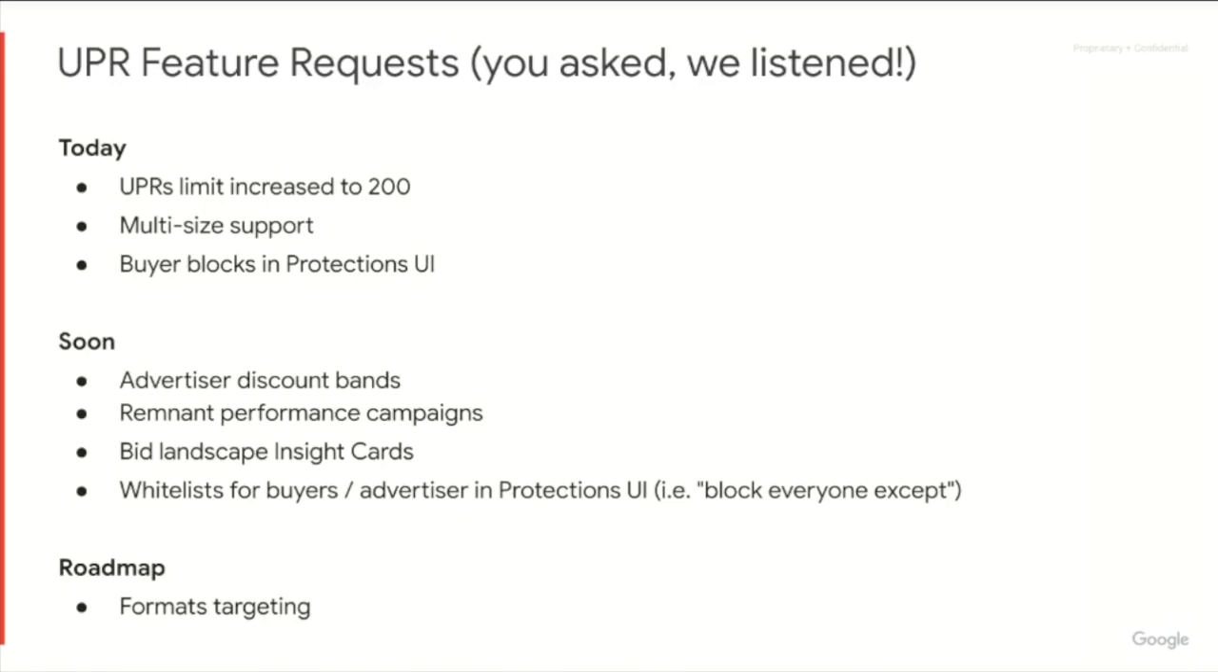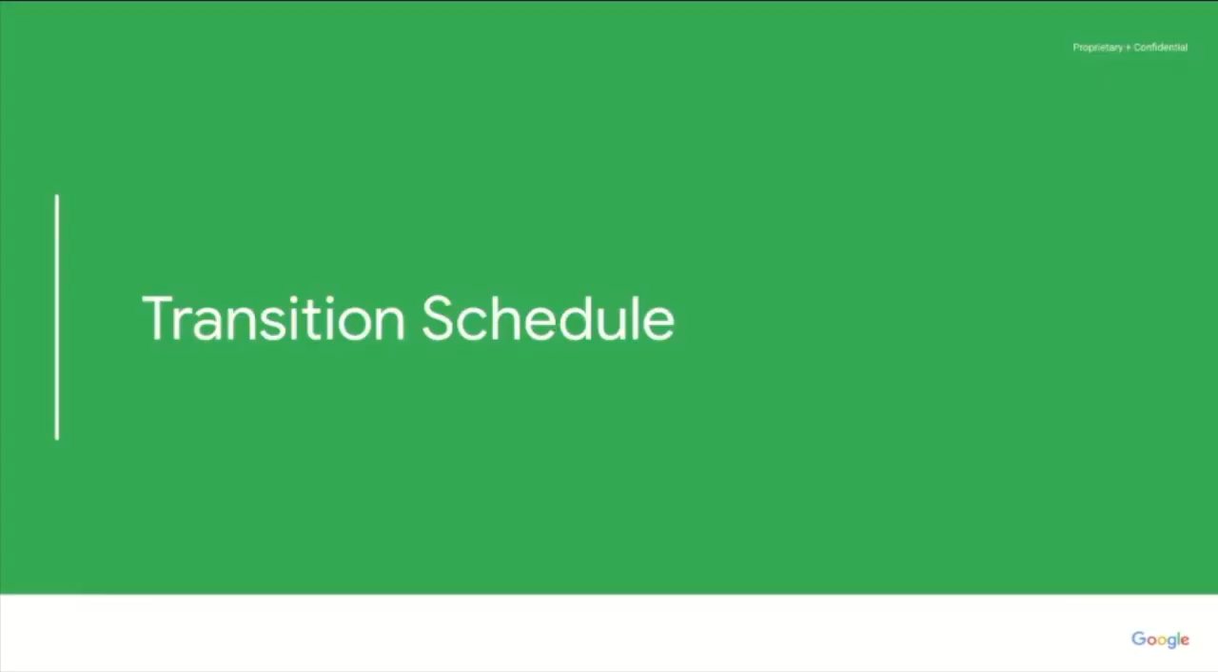And then on the roadmap, this has been a popular request alongside multi-size, is format targeting. So imagine you have an ad unit that can facilitate a native unit, maybe a display, maybe an outstream as well. Again, within a single rule, you'll be able to floor those formats slightly differently depending on your business rules, depending on real world performance.